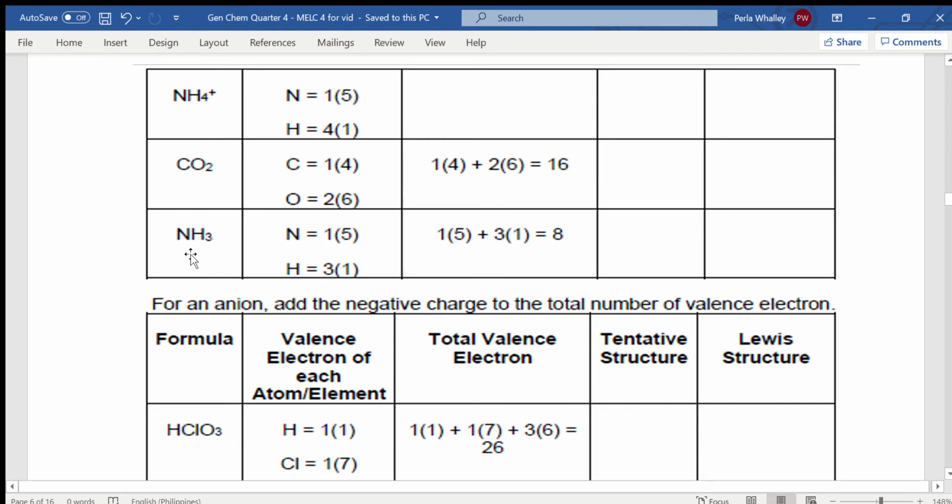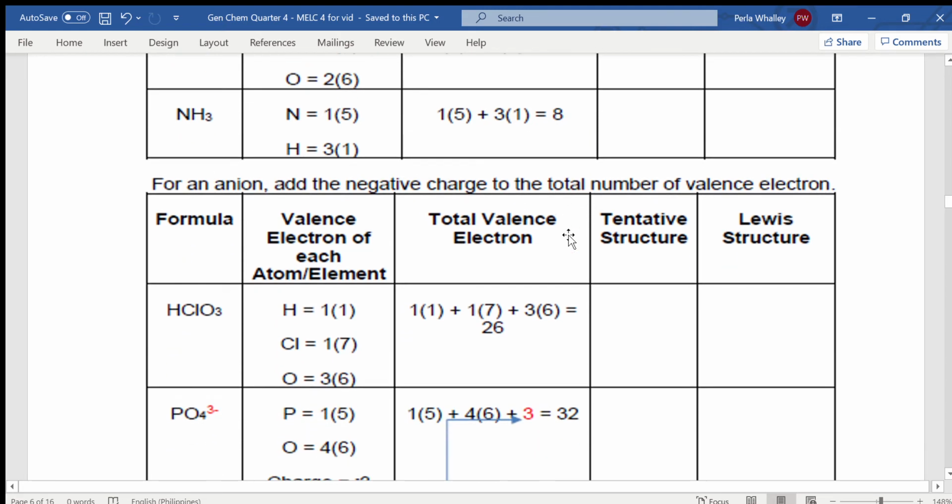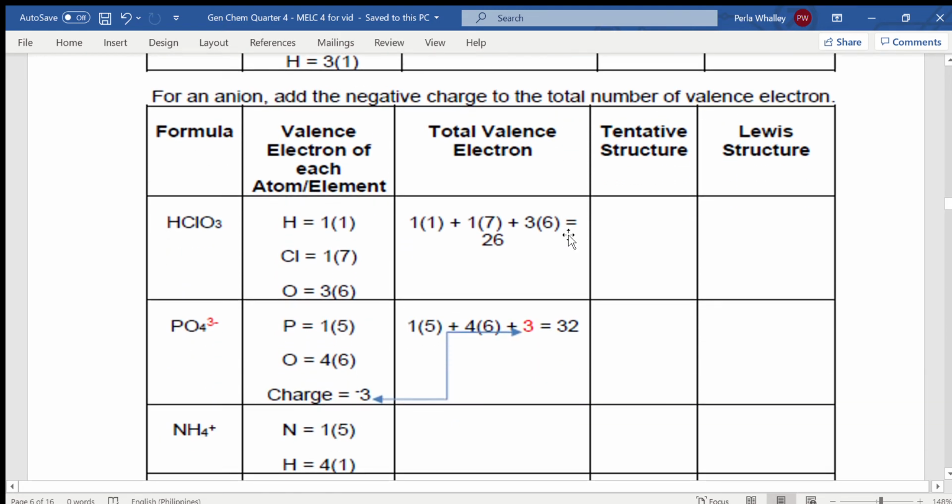For ammonia, elements present are nitrogen and hydrogen. How many nitrogen? One. Hydrogen 3. Nitrogen belongs to group 5A, so valence is 5. And hydrogen group 1A, so valence is 1. Multiply and add. 5 plus 3 is equal to 8. For an ion, add the negative charge to the total number of valence electrons. And these are negative ions.